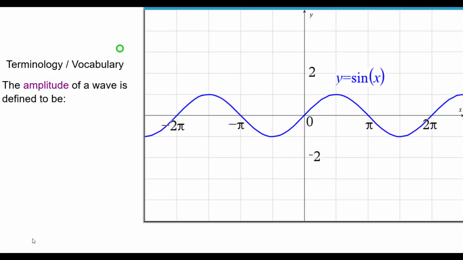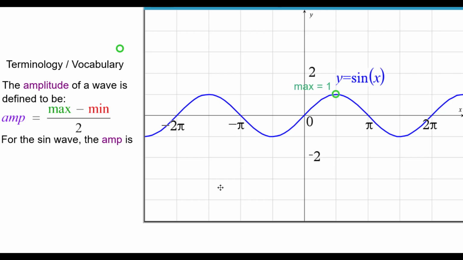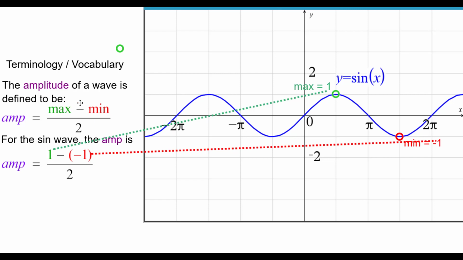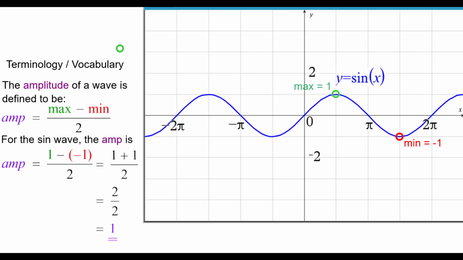Some terminology or vocabulary. The amplitude of a wave is defined to be the maximum minus the minimum, all divided by 2. So for the sine wave, the amplitude is going to be, well, we have to figure out the maximum is at y equals 1. The minimum is at y equals negative 1. And substituting into this equation here, we get 1 minus a negative 1, all divided by 2, which is 2 divided by 2, or the amplitude is 1.